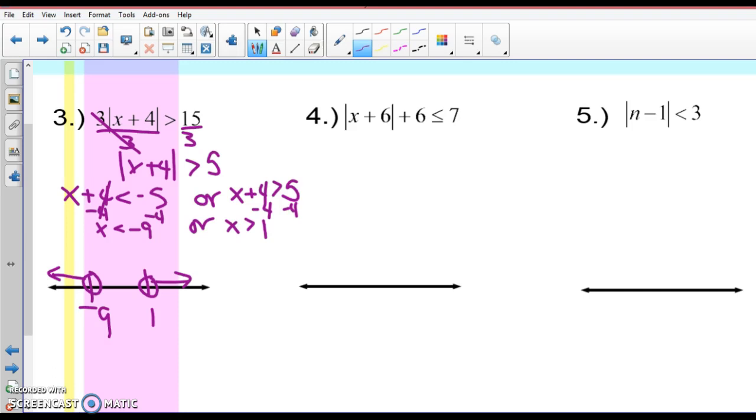Okay, number 4. What will you do first in number 4? Correct. Let's isolate the absolute value. So I'm going to have the absolute value of x plus 6 is less than or equal to 1. Okay, this is the first less than we did. Show me what less than looks like with your hands. In between. So, what am I going to write down here?